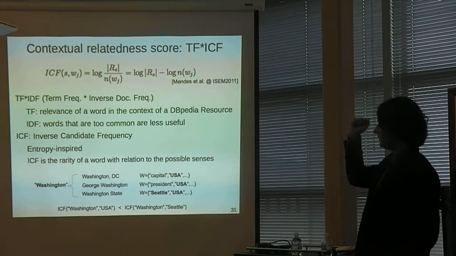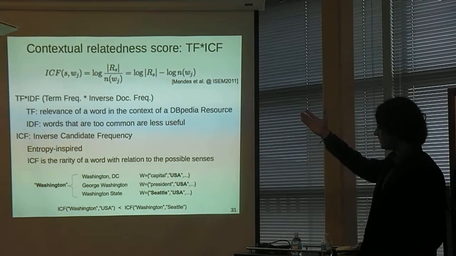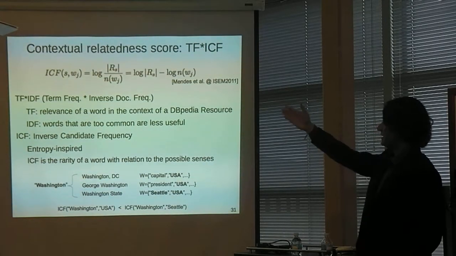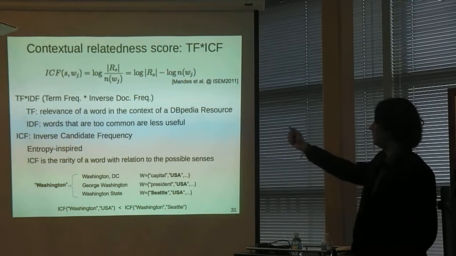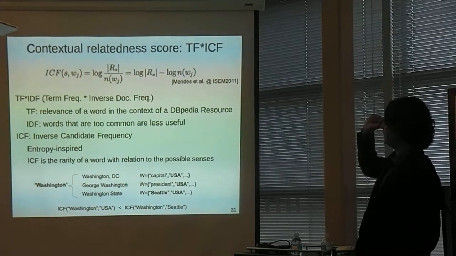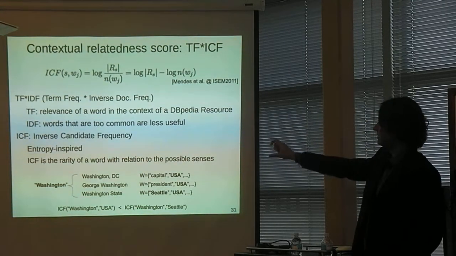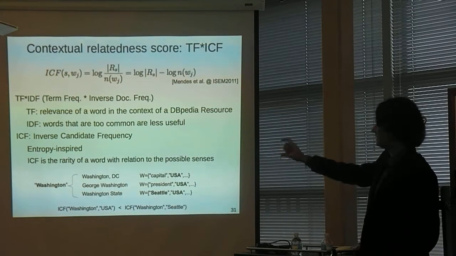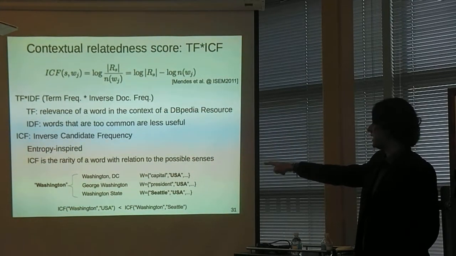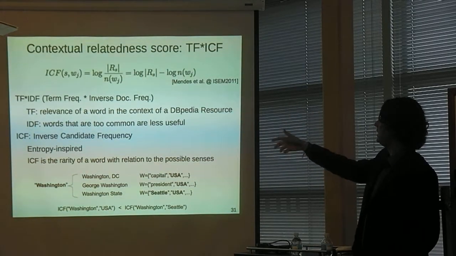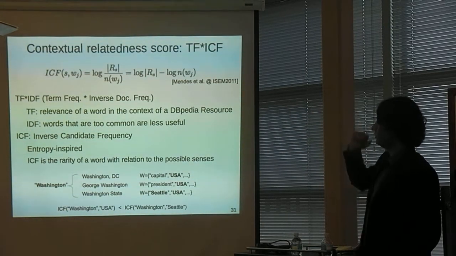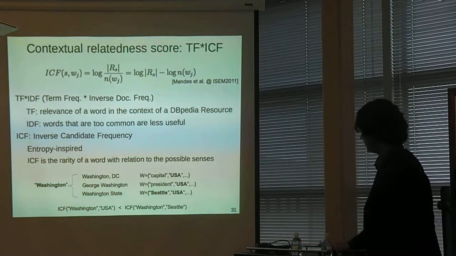So this is basically what this score captures. The ICF for a given name, which is the letter S, and a given word, which is, for example, here, capital or USA, will be the log of the size of the set, in this case, three, divided by the size of the set that the word appears in. So for Seattle, that will be one. Then you do the math and you get to the results.